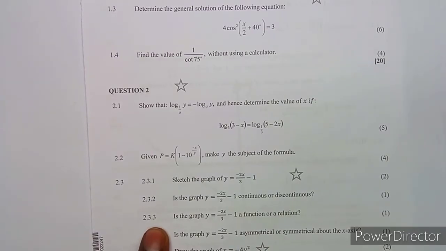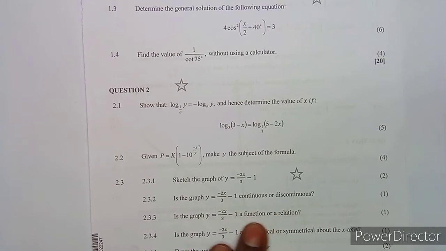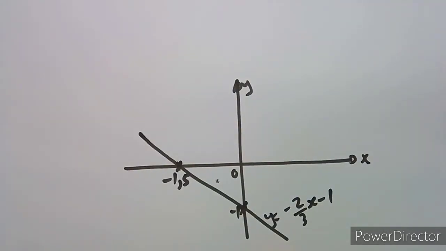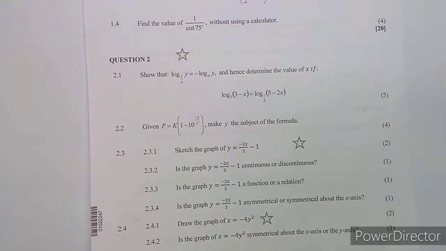Actually 2.33 now is asking, is it a function or a relation? So if it is continuous, then it means it's a linear function. So this one falls under a function. Then is it asymmetrical or symmetrical about the x-axis? So as you can see, guys, this one is not asymmetrical. It's symmetrical. All right. Then that's what we had.